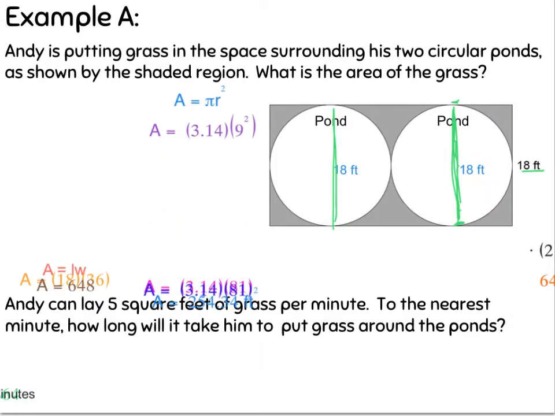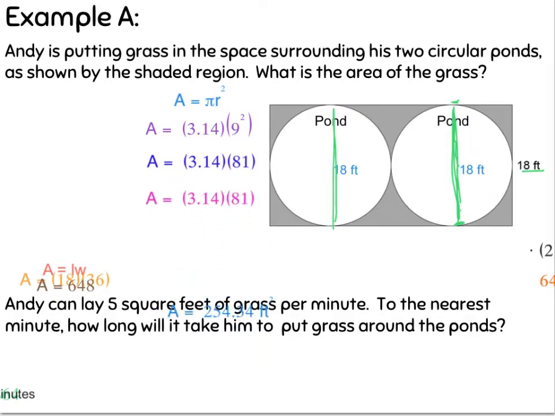So let's plug in the area formula for the circle. I've got A equals 3.14, and my radius now is 9, so I've got 9 squared. Then I'm going to do the order of operations. I'm going to square first, so 9 squared is 81. So I've got 3.14 times 81. Then I'm going to multiply them together, and when I do that, I get area equals 254.34 feet squared once I round. That tells me how much one of my circles is.